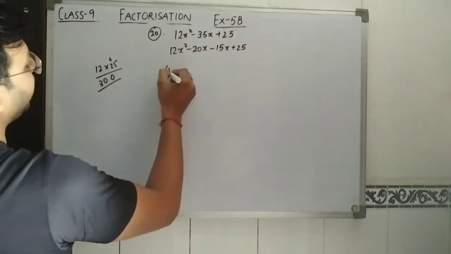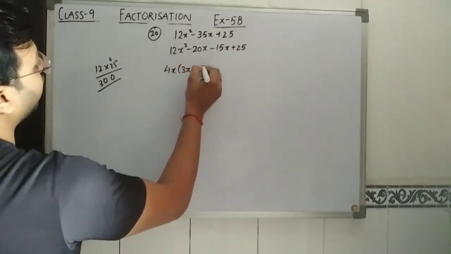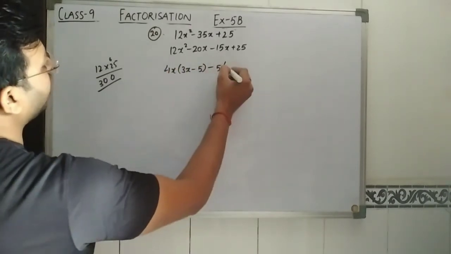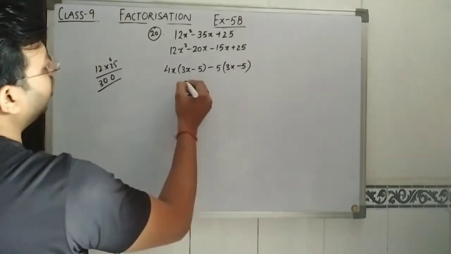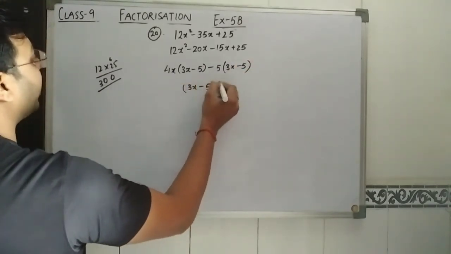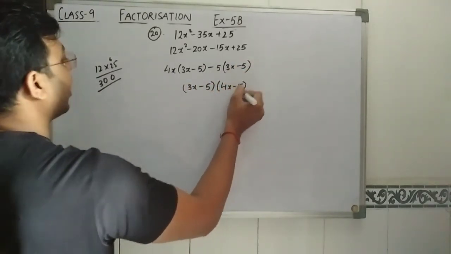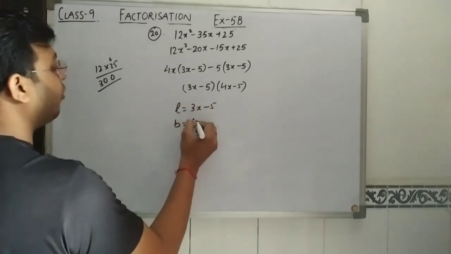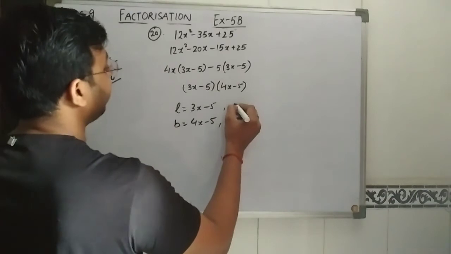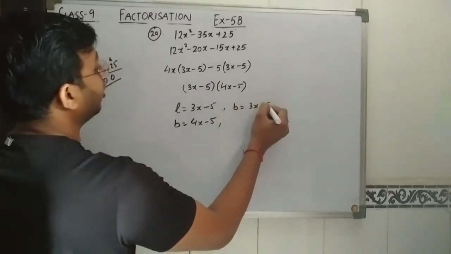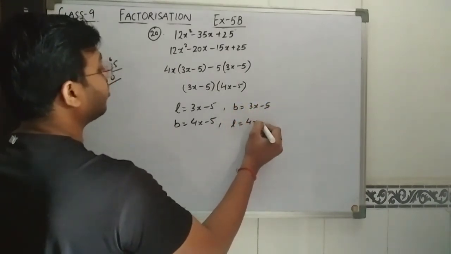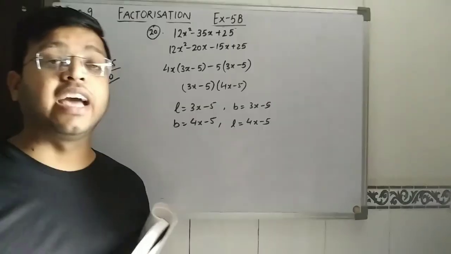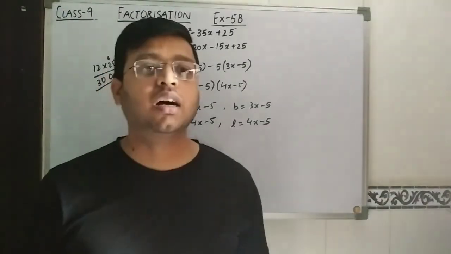In the first two terms we can take 4x as common. So 3x minus 5. After that 4 times 3 is 12, 5 take common. 3x minus 5 again. So 3x minus 5 in the first bracket and 4x minus 5 in the second bracket. So length must be 3x minus 5 and breadth must be 4x minus 5, or we can say breadth must be 3x minus 5 and length can be said as 4x minus 5. So these are the possibilities. Okay. So this was the exercise 5B, the middle term splitting.